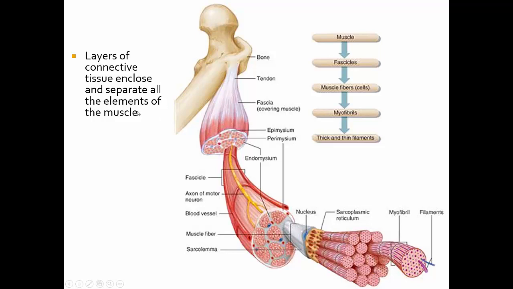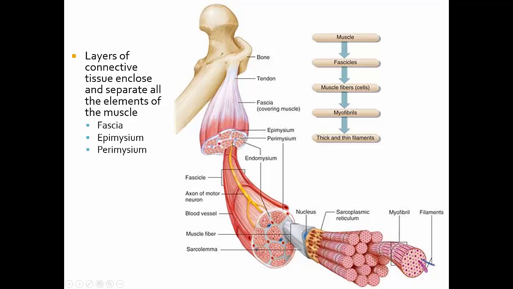You have layers of connective tissue that enclose and separate all of the different elements of the muscle, starting with the fascia. And then just beneath it is a layer of connective tissue called the epimysium. Okay, so epi means above or on top of, around. And so that is the outermost layer of connective tissue underneath the fascia, next to the muscle, mysium.